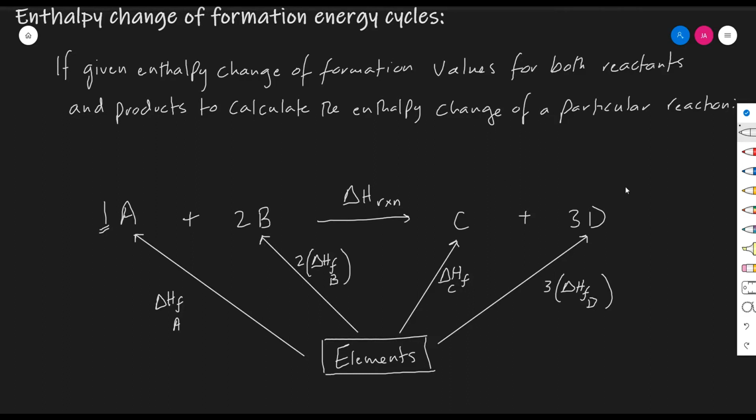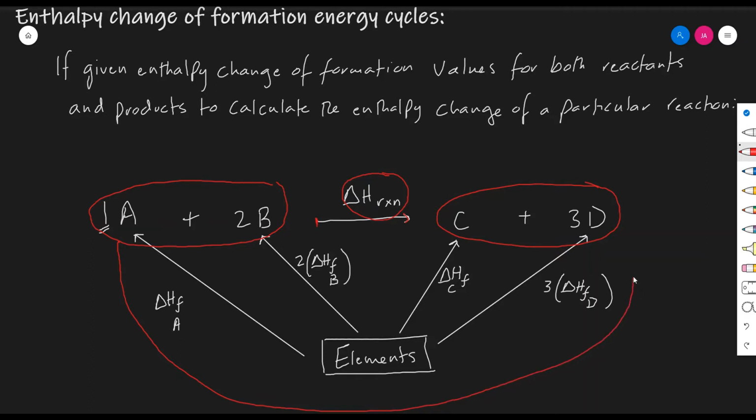Thus, to calculate the enthalpy change of this reaction, one would have to go from this end of the arrow to this end of the arrow through a different route, which we have constructed here. Thus, we need to go from reactants to products via a different route than this arrow here, in this direction. In this case, when using enthalpy changes of formation values, I'm going to have to change A into the elements, B into the elements, and then from the elements form C and D according to the stoichiometric ratios listed.